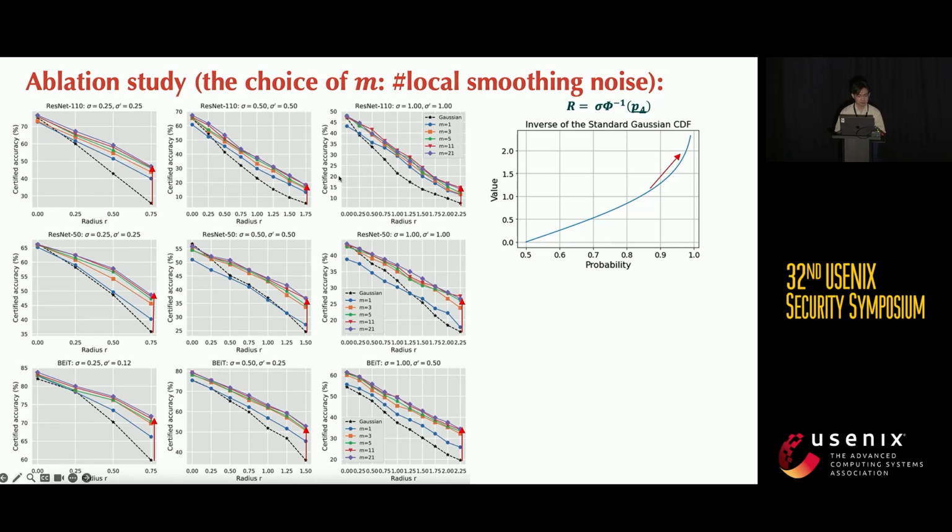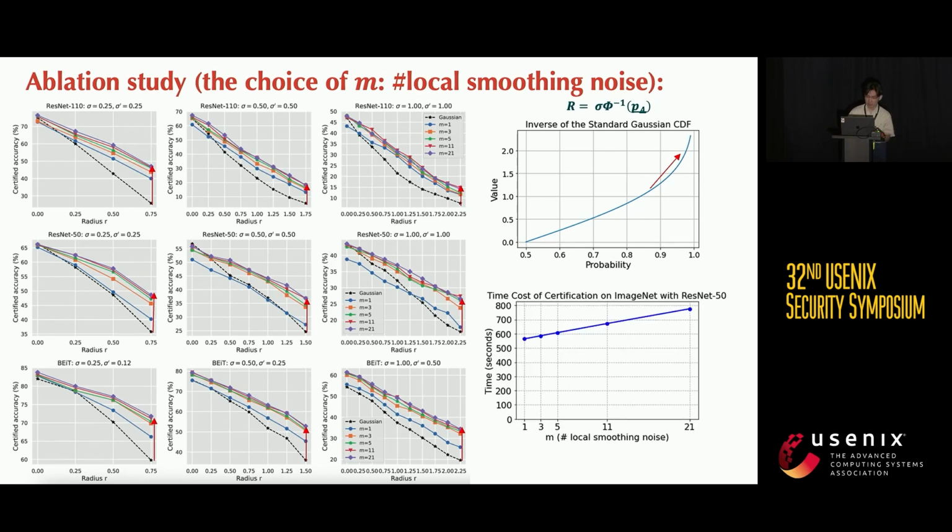And someone may wonder if we use more local smoothing noise, then the certification may take more time. But actually, it is not the case. I have shown the time cost of certification on ImageNet with ResNet 50 here. As you can see, even with 21 local smoothing noises, the certification time only increased by about 100 seconds. Actually, as I show here, the time for denoising dominates the certification time, but the time for local smoothing only takes a smaller part.